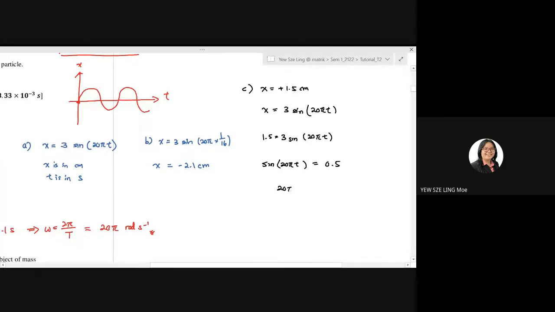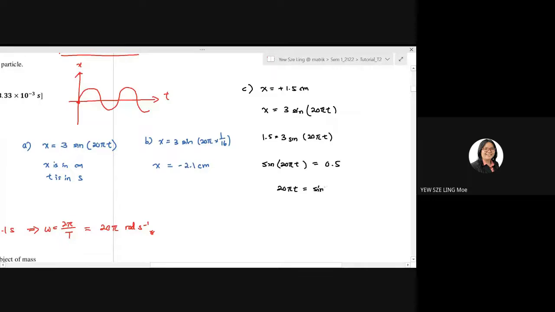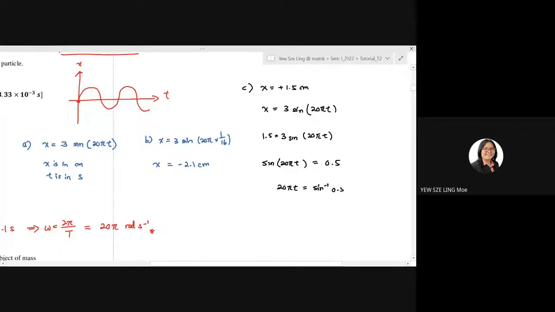Next, 20 pi t is equal to, now for this question, sine inverse of 0.5 will actually give you more than one answer. If you remember, we have periodic motion here, which means the object will keep passing through 1.5 cm.